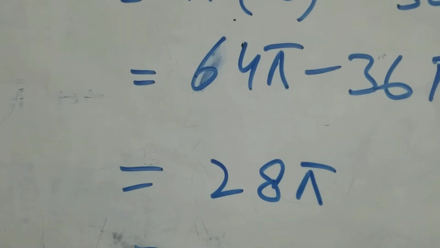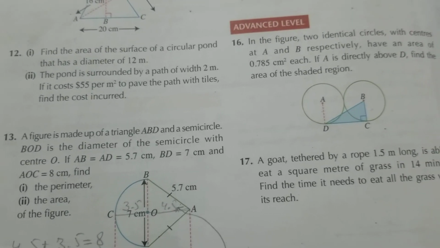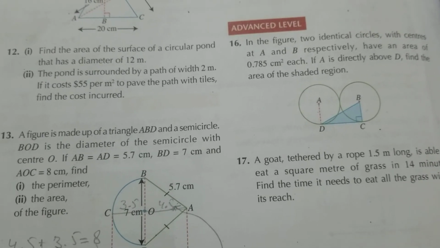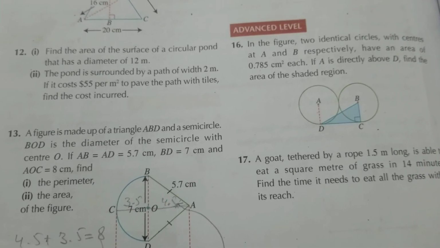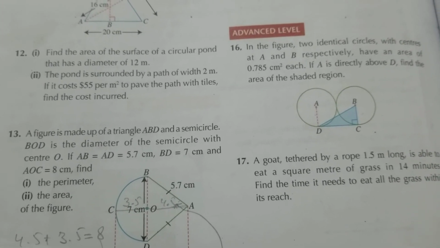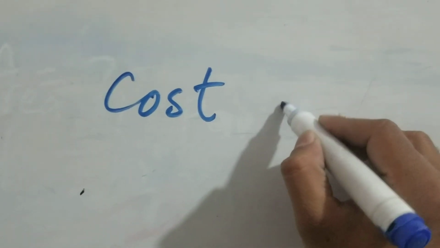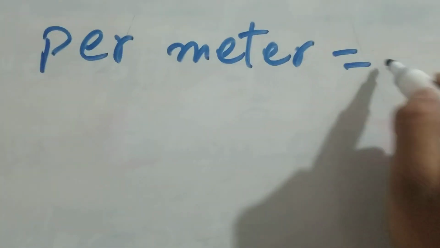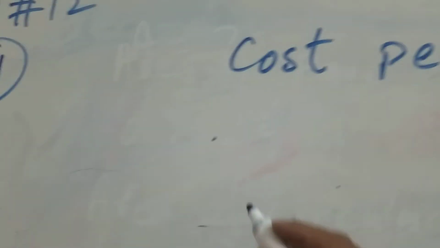Now in this question we find the cost of the paved path. We have the paved path area. This is 28 pi, okay, and we have the cost per meter. This is $55. Okay, what is the cost per meter? It's $55. So what is the total cost?